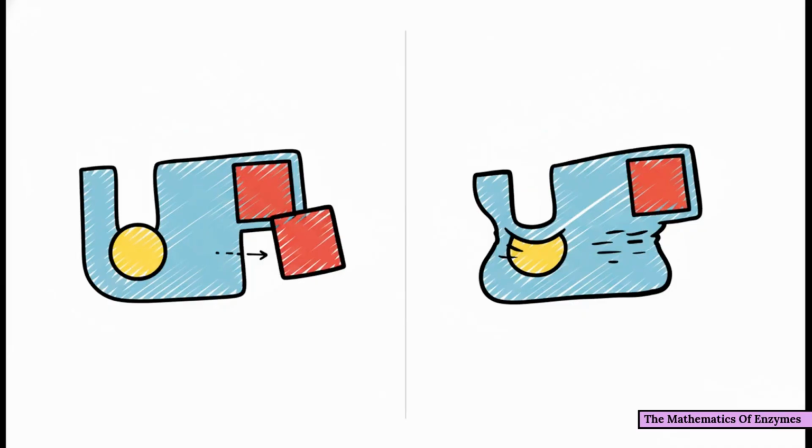Next, let's talk about non-competitive inhibition. This kind of inhibitor doesn't even care about the active site. It binds to a totally different spot on the enzyme. This means the substrate can still bind just fine, but the inhibitor acts like a wrench in the gears. It messes with the enzyme's shape and makes it way less effective at actually doing its job.